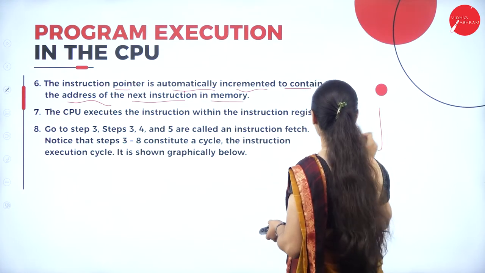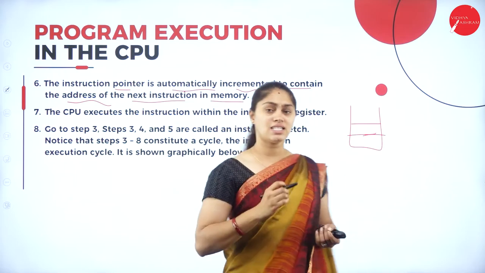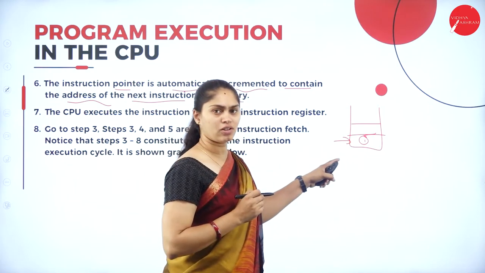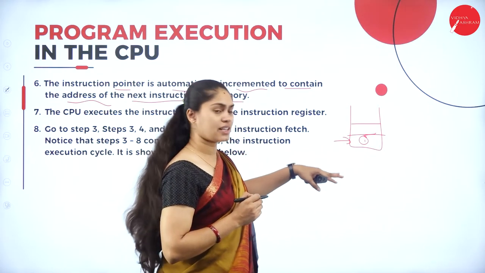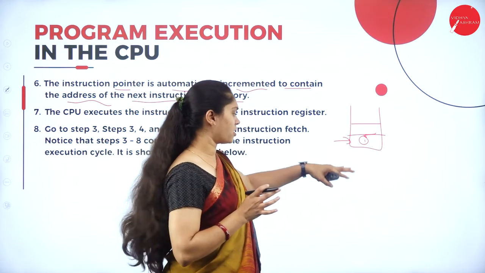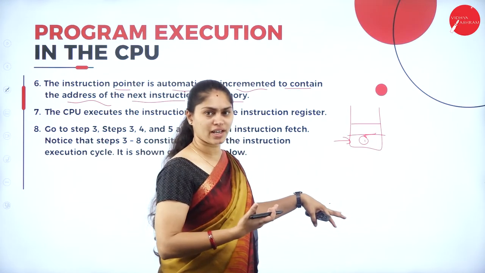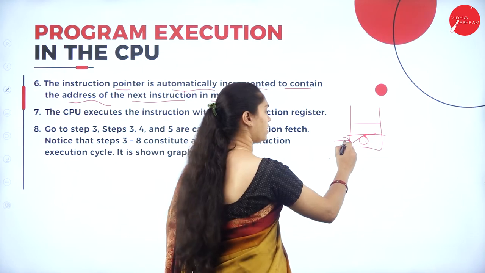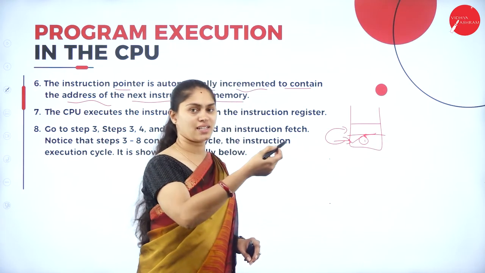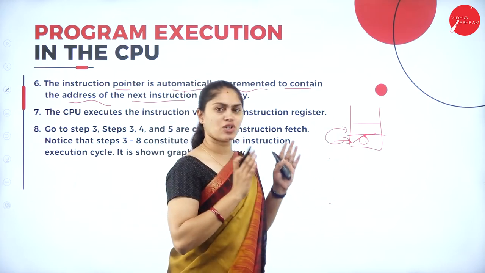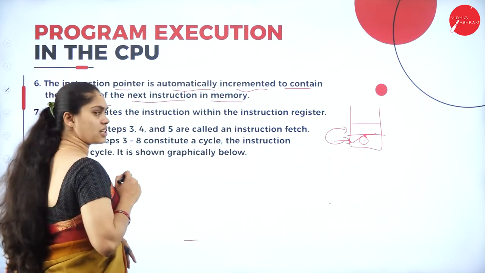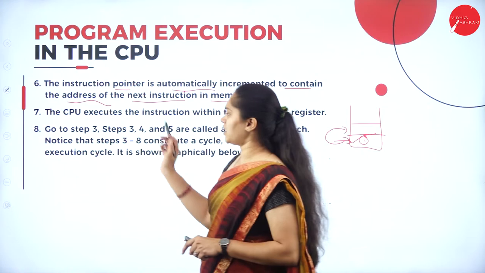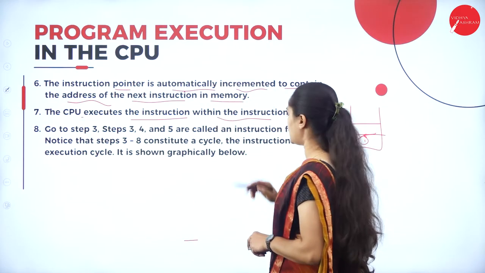So in the memory we have a set of instructions. With an instruction pointer, this will point to the address of the first instruction that will be copied to the address bus. After that, the control bus will perform a read or write operation. Then the data bus will get to know what kind of data it is all about. Once the first instruction is over, the instruction pointer should be updated to the next instruction, the second instruction in the set. So the instruction pointer is automatically incremented by one and goes to the next instruction. Then the CPU will execute the instruction within the instruction register.